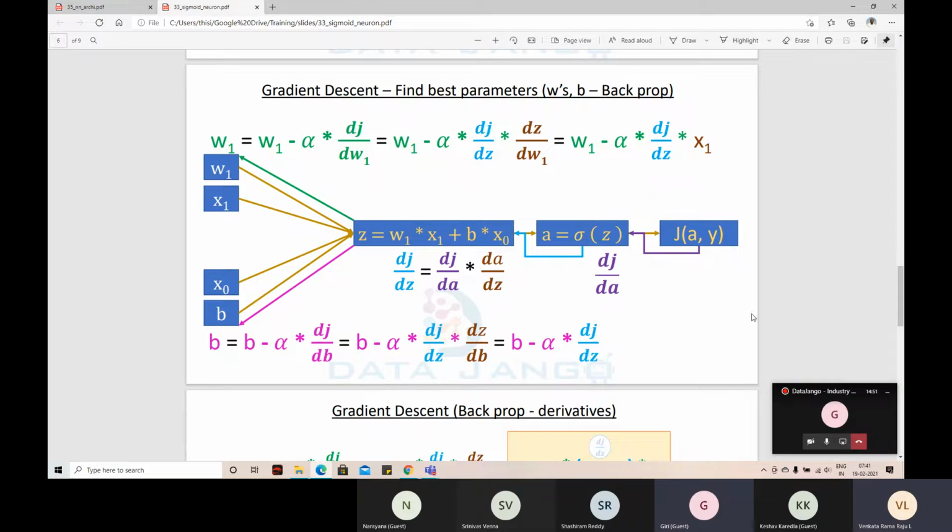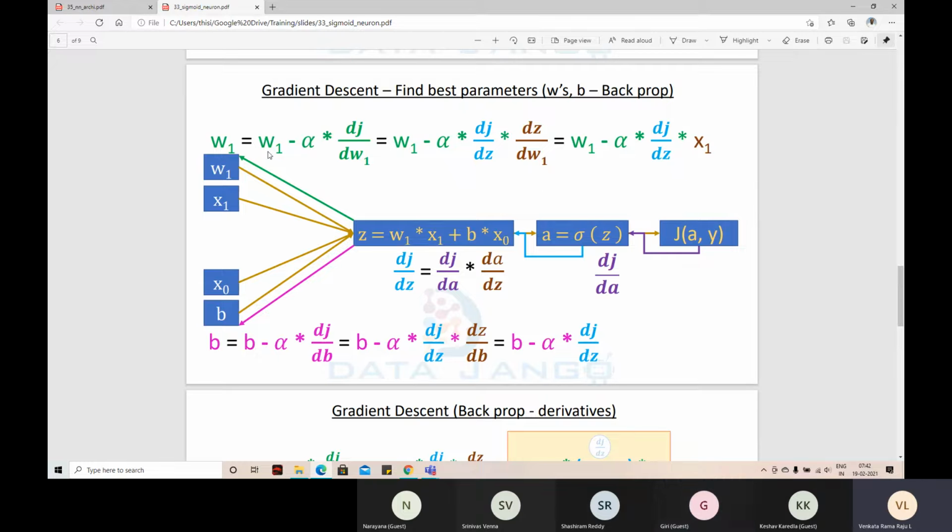Sorry, sir. Any question you said? You asked some. The current example you are showing is for one node, sir? One node, yes, one node. The same thing expands when you take the neural network. Yeah, sure. Yesterday I actually showed you the same thing.